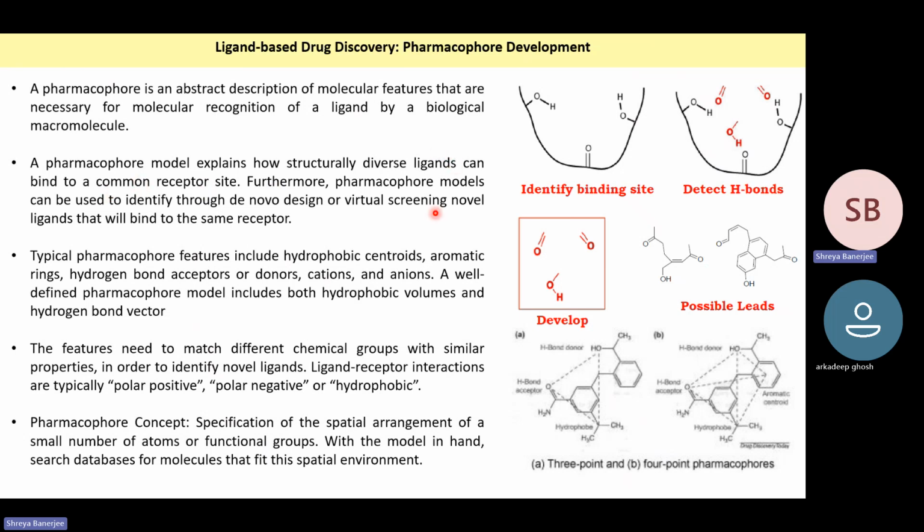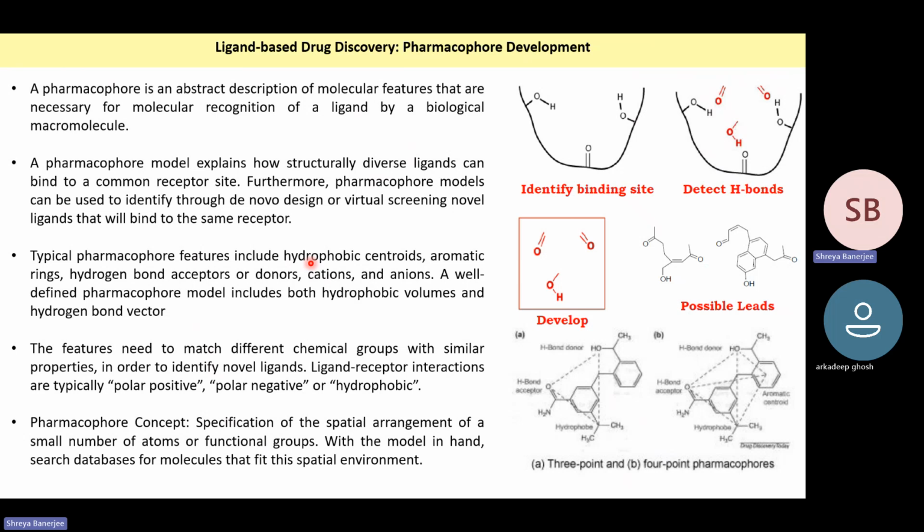So any ligand, no matter how different they are structurally, if they have this kind of orientation of carbonyl and OH group, theoretically it should bind to the binding site. So using this pharmacophore model, by de novo design or virtual screening, we can identify novel ligands that will bind to the same receptor.